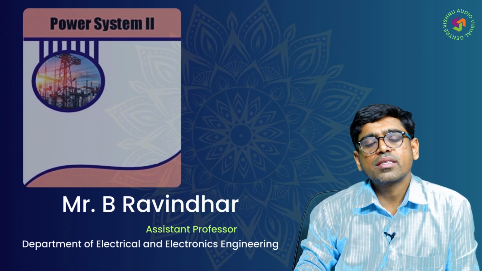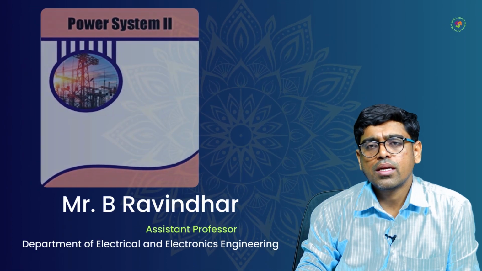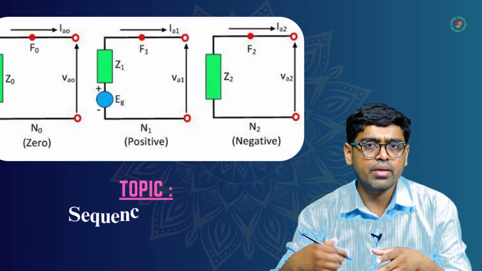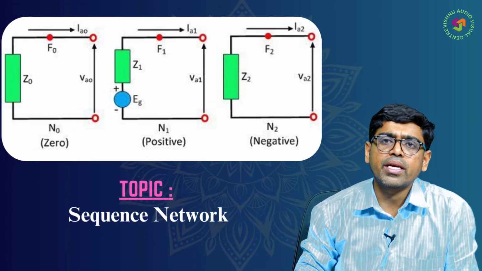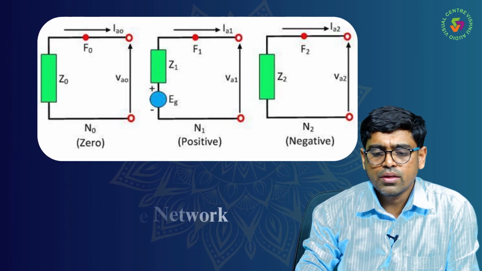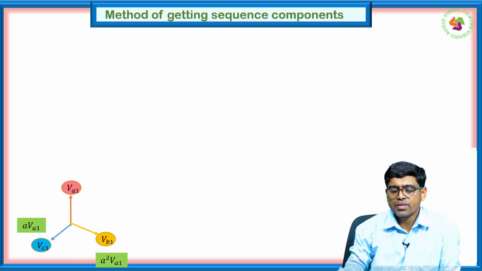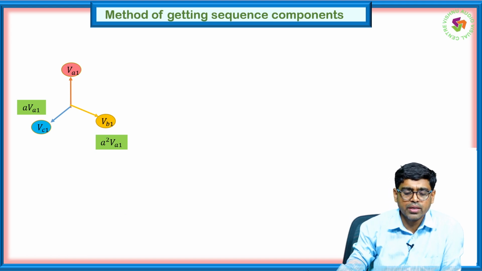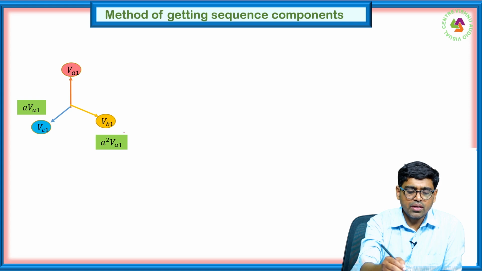Last class we discussed sequence components, that is symmetrical components, and how an unbalanced quantity can be represented with symmetrical components. So we need to study sequence networks in this. Now, the methods of getting these sequence components: VA1, VB1 and VC1.